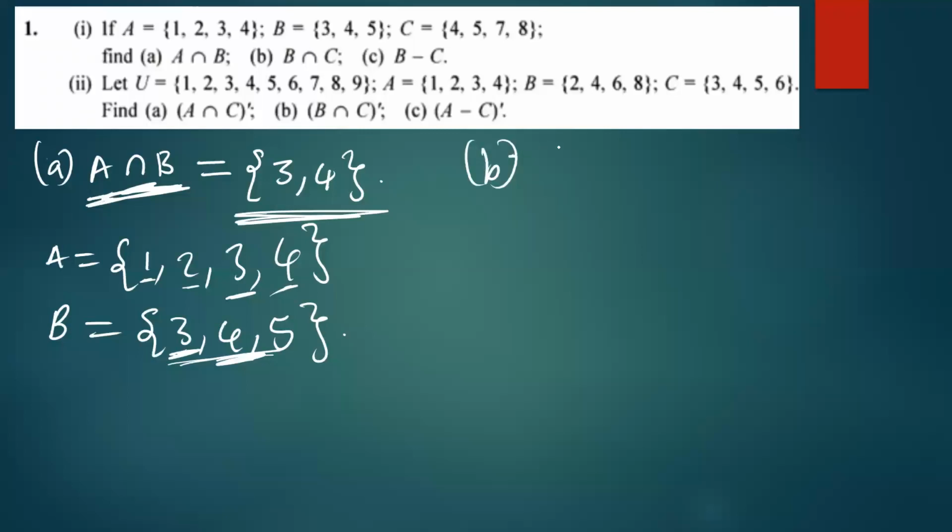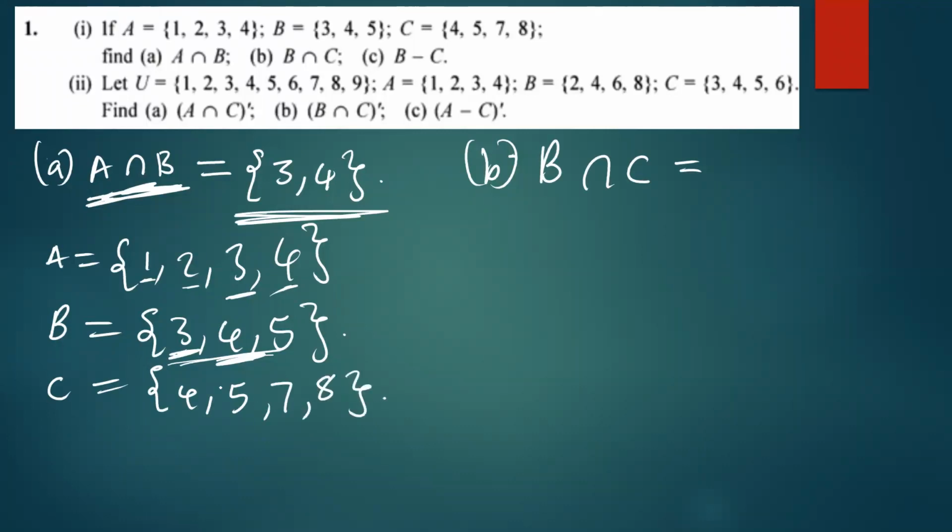Part B is asking us to find B intersection C. Let me also list set C here. Set C is simply 4, 5, 7, and 8. We're still looking at the intersection. Whenever you've been asked to find the intersection of 2 sets, they're simply asking you to look for the common elements in those given sets. So let's look at what is common between set B and set C. We're checking this set here and that set.